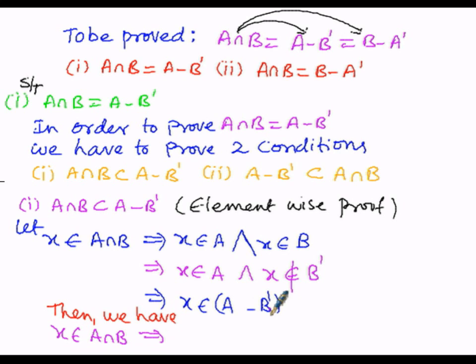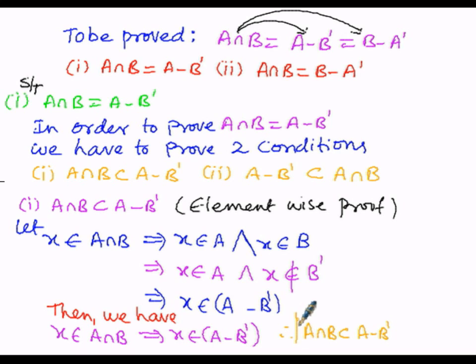So from this it is clear that x is present in the A intersection B set, and x is also an element of the A minus B dash set. So the elements which are present in A intersection B are also the elements of A minus B dash set, or in other words, the LHS is the subset of RHS. Therefore LHS, that is A intersection B, will be the subset of the RHS, which is A minus B dash, because the element x is present in LHS and also in RHS.